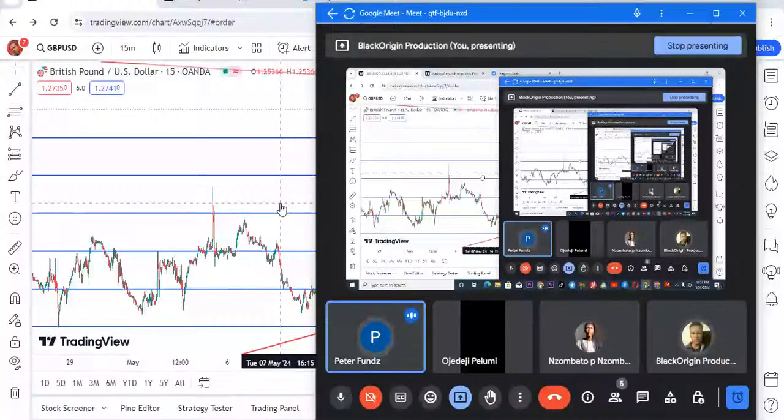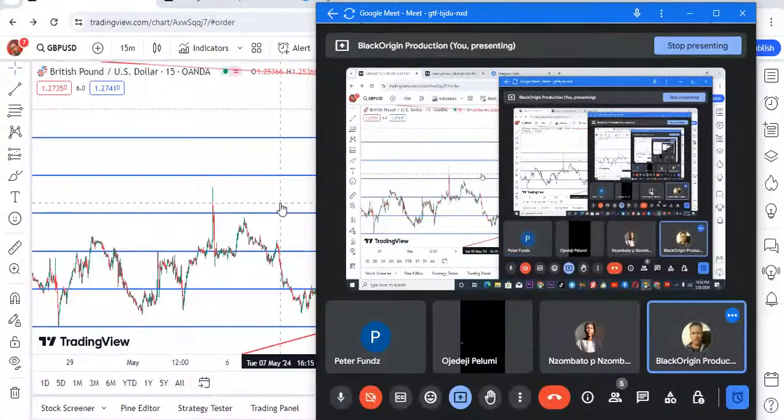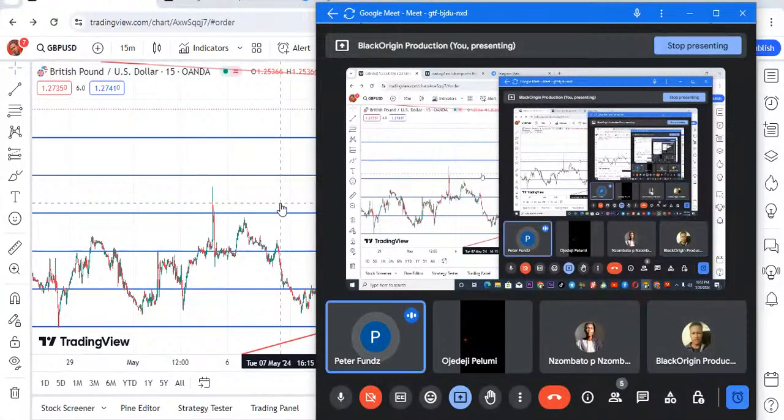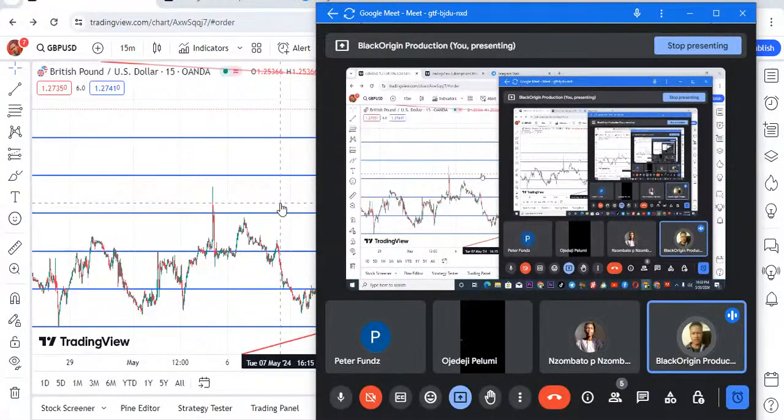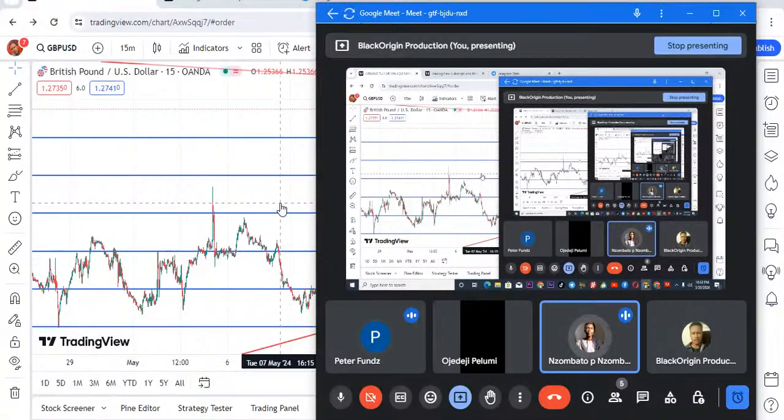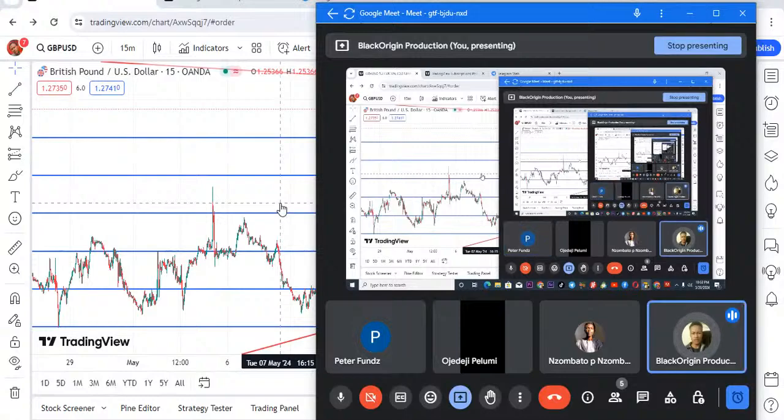Even ICT uses support and resistance, but ICT just says it to show off. ICT uses support and resistance. Let's talk about ICT, but that's already used. So Battle here is using ICT. Am I right, Battle?